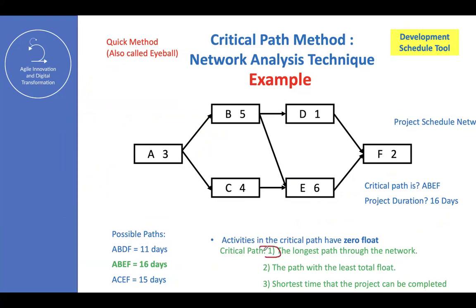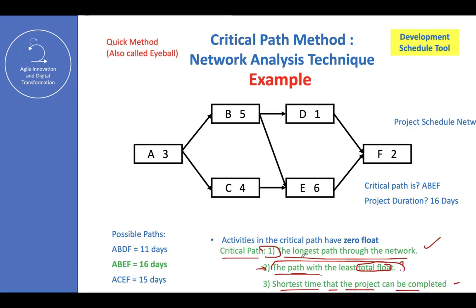So number 1, the critical path is the longest path through the network. We know that. Another thing that I want to say is that the critical path is also, this is another definition, the path with the least float. What is that? Let's say total float. And the concept number 3 about critical path is that it's the shortest time that the project can be completed. So I need to explain what is the total float.